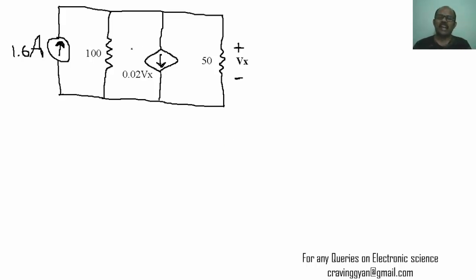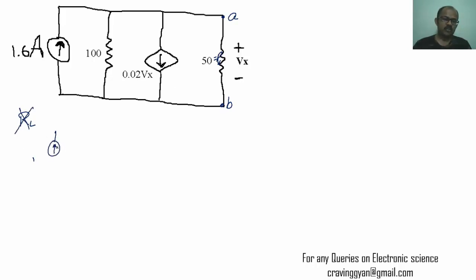So if I want to calculate the value of VTH, the first thing I have to do is replace this load impedance or load resistance. The load resistance terminals, I am going to call them A and B. What is the first step? You have to remove the load resistance.